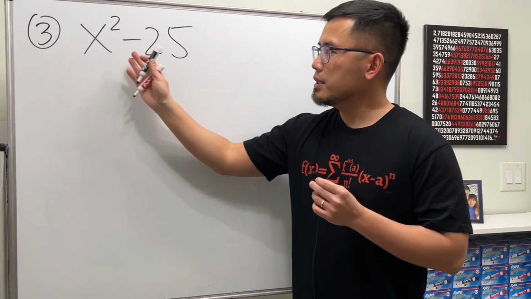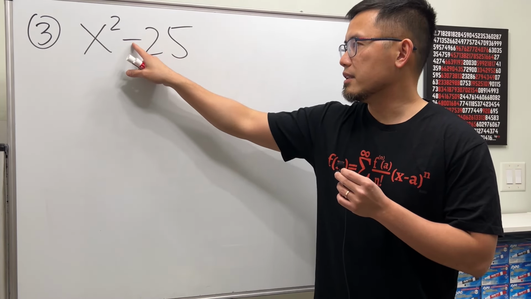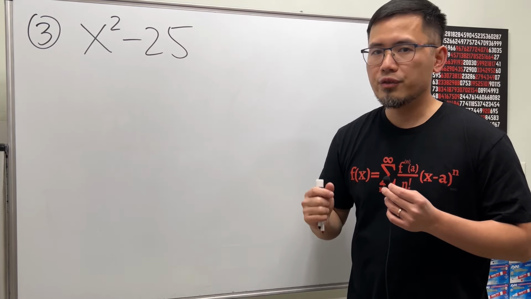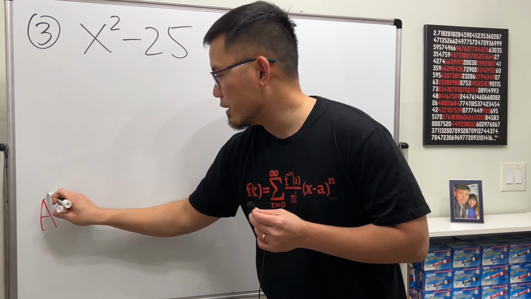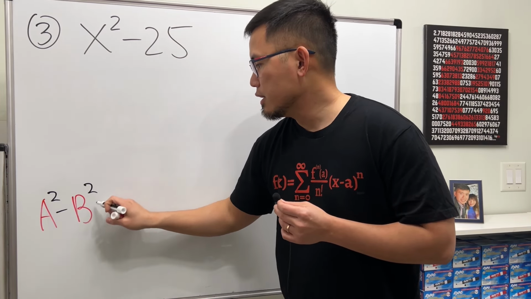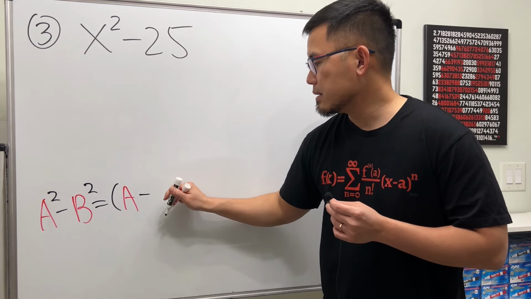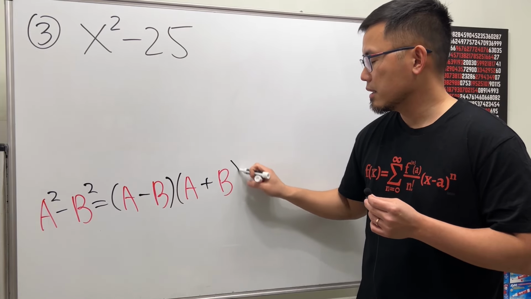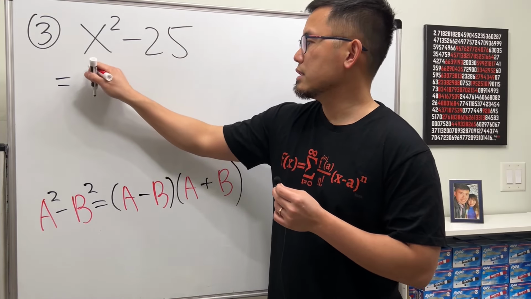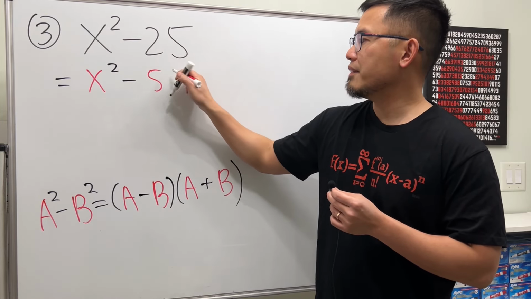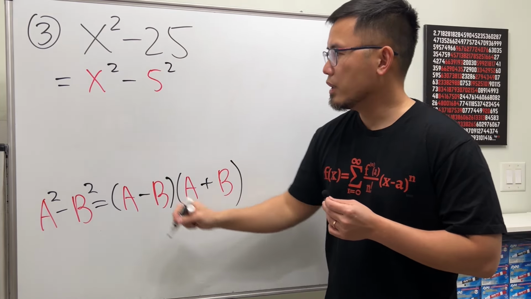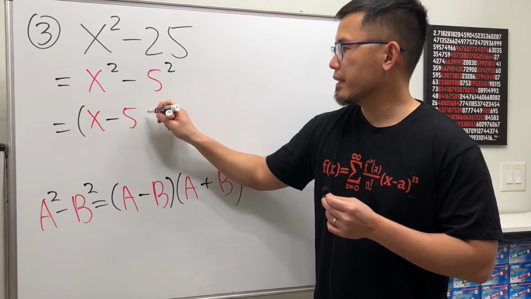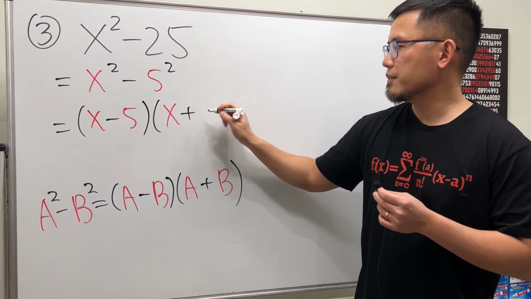Now for this one, notice there's no common factor, and in fact this is the difference of x squared and 5 squared. So we can use the formula difference of two squares, and that is a squared minus b squared. This right here gives us a minus b, and then multiply by a plus b. So for this, we know this is x squared, and then minus 5 squared. So use the formula, we will just get this minus that, so x minus 5, and then times x plus 5.